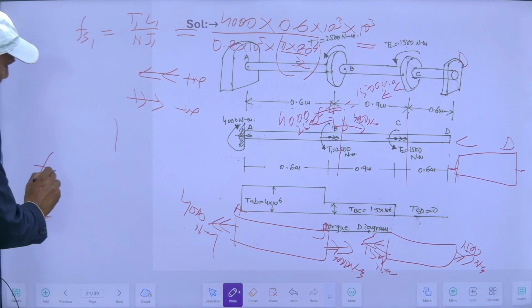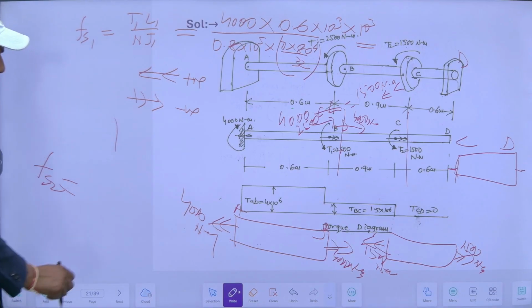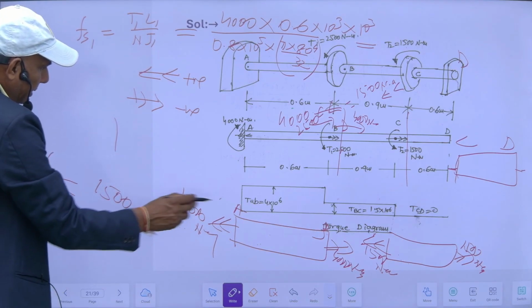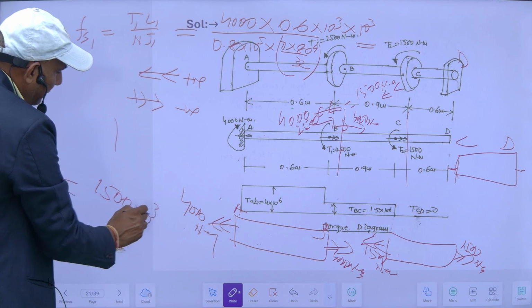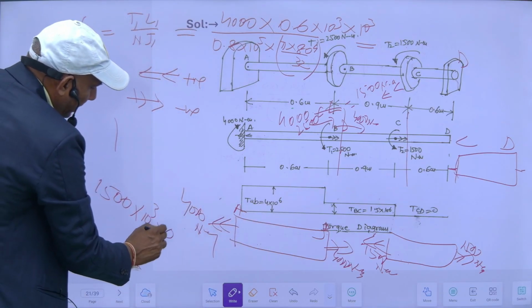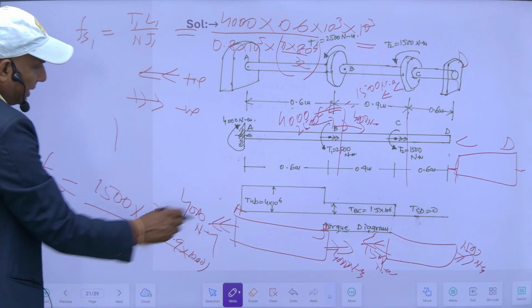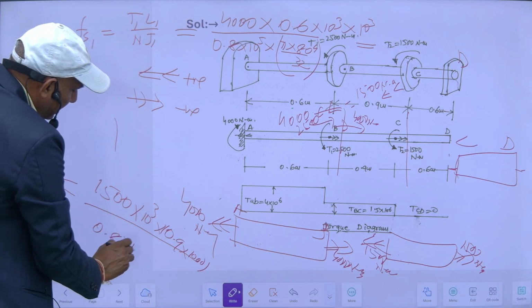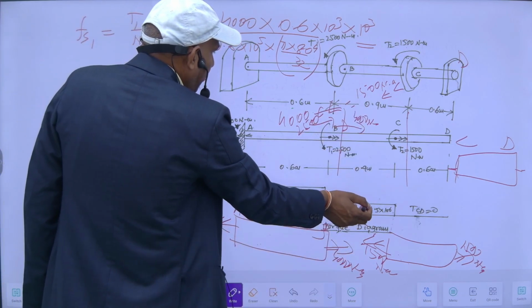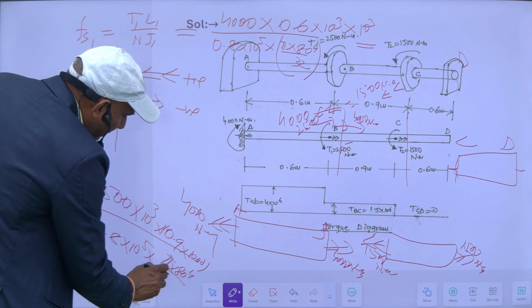Similarly for Fs2, for this portion the torque is 1500 Newton meter, so it will be Newton mm, into L. L for this portion is 0.9 meter, into 1000, it will be in mm. So this is T1 L1 upon J N. The modulus of rigidity is this one, and the polar moment of inertia of this shaft, since its diameter is constant, will be pi into 84 raised to the power 4 upon 32.